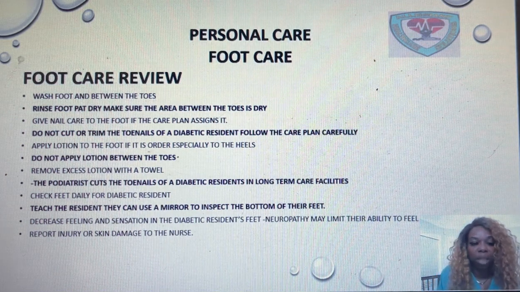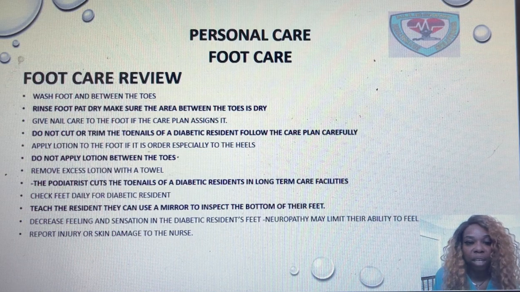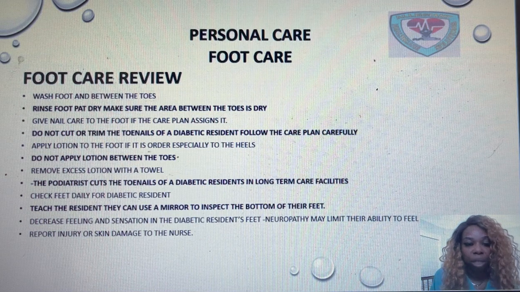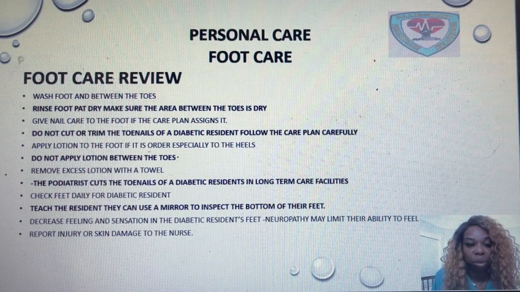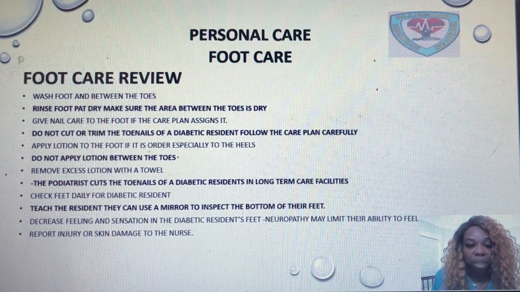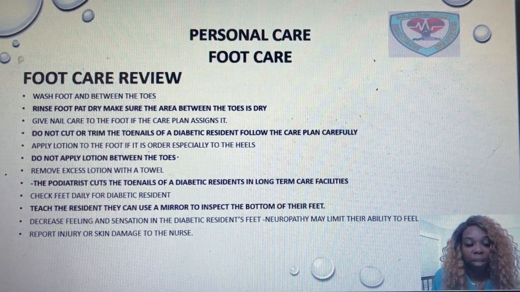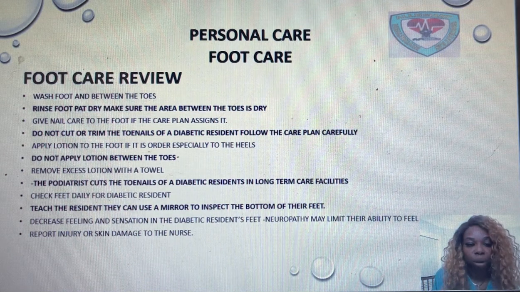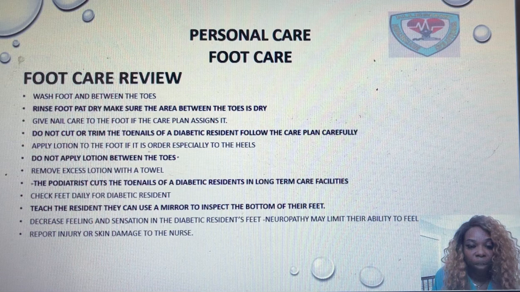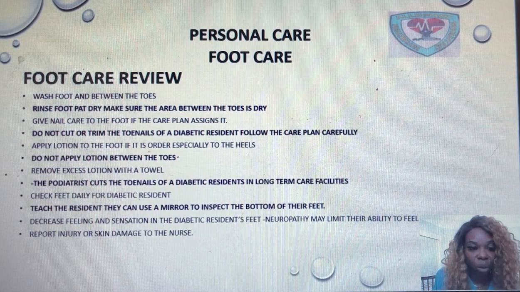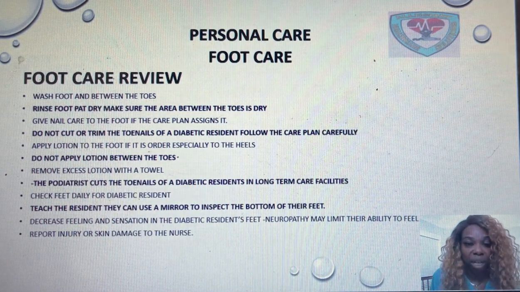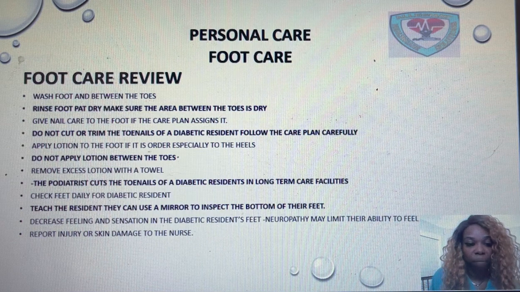For your diabetic residents, you want to make sure that you are checking their feet daily because diabetics experience neuropathy, or decreased sensation to the nerves in the bottom of their feet. They may injure themselves or step on a nail and not be aware of it. So you want to inspect your diabetics' feet daily, and you can teach them to inspect their feet by using a mirror to look at the bottom of their feet for any type of skin injury or skin breakdown. If you notice any skin injury or breakdown, you want to notify the nurse.